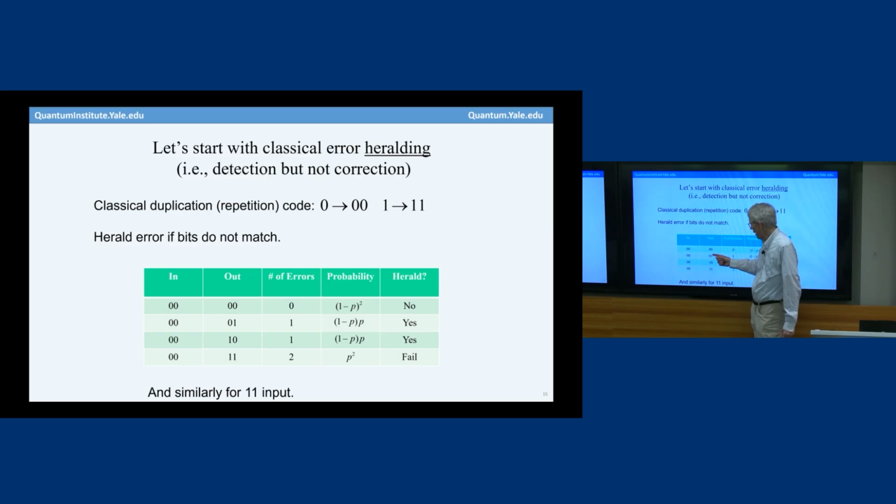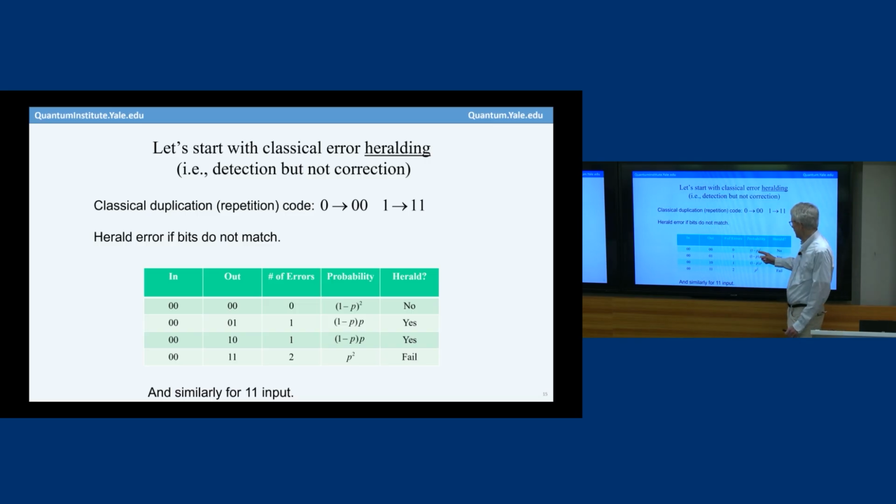And here's what comes out of the channel to Bob. This is what Alice puts into the channel. This is what comes out of the noisy channel. Sometimes there are no errors, and 0, 0 comes out. Sometimes there's 1 error, and it was on the first bit. Sometimes there's 1 error, but it was on the second bit. Sometimes there are 2 errors, and both bits flip. All right. So what's the probability?